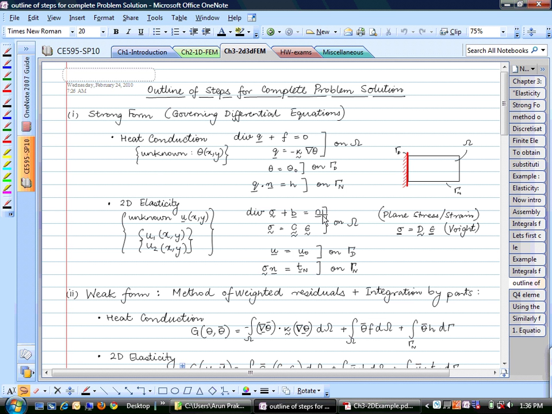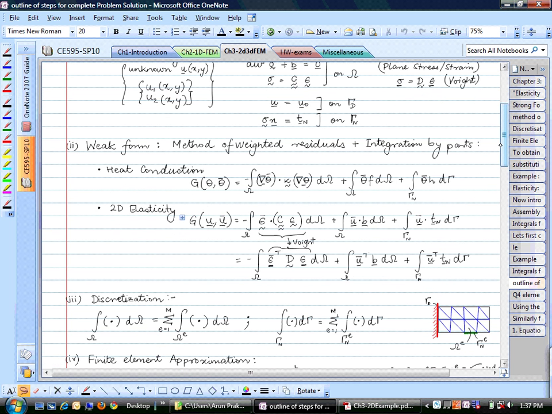In 2D elasticity, the similar equations that we had were div of sigma plus b is equal to 0, and the same equations. Now in this case, I want to point out that this is a tensor equation, but using a little abuse of notation, using the Voigt notation, you can write them as a stress vector related to a strain vector.